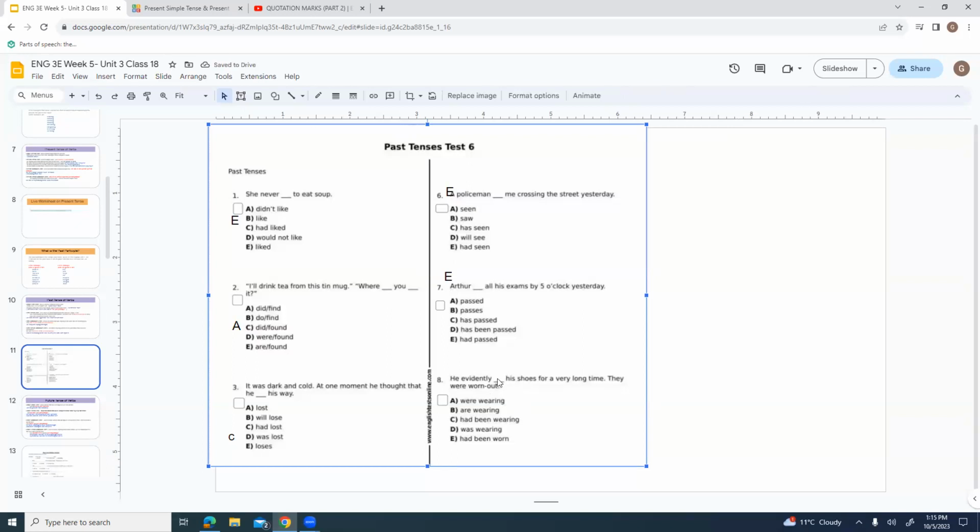He evidently something his shoes for a very long time. They were worn out. So were wearing, no, because that's happening right now, and that isn't what it was doing. Are wearing, same thing. No, it's not current. He had been wearing. Yes, because that's talking about something that was continuous and now has changed. So C.